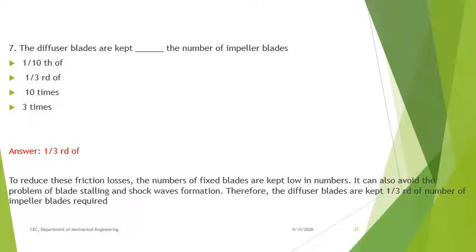To reduce these friction losses, the number of fixed blades are kept low in numbers. It can also avoid the problem of blade stalling and shock waves formation. Therefore, the diffuser blades are kept 1 by 3rd of number of impeller blades required.